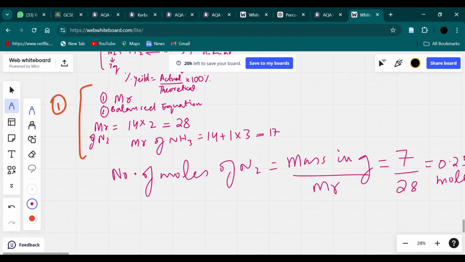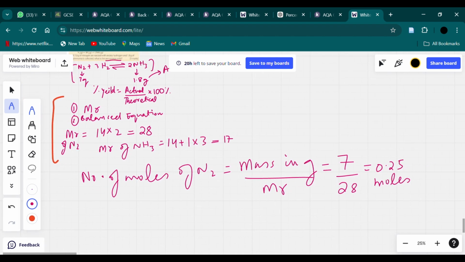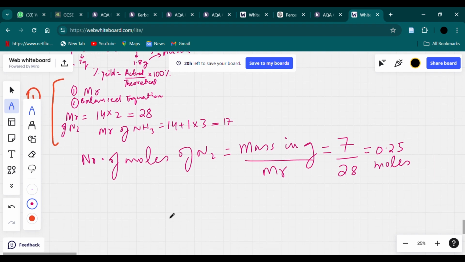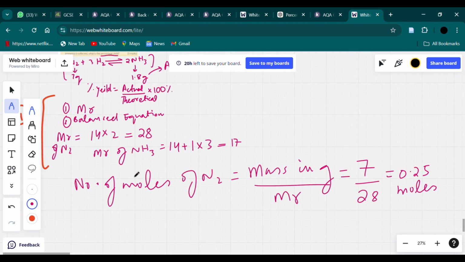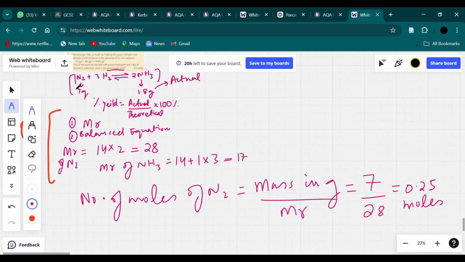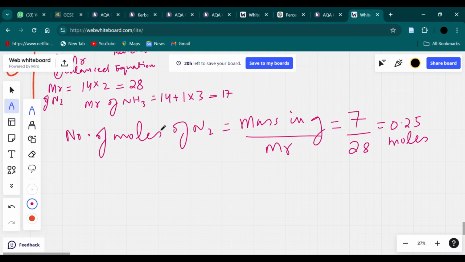Okay, now we have to find out the number of moles of ammonia. We are finding out the theoretical yield, so here we will not put the value of 1.8 in the formula, because it is the actual yield. We have to find out the mass of the theoretical yield of ammonia. For that reason we will take the ratios here. As you can see from the balanced chemical equation, 1 mole of nitrogen is producing 2 moles of ammonia. So here we will take the ratios according to the balanced chemical equation. This is a balanced chemical equation.